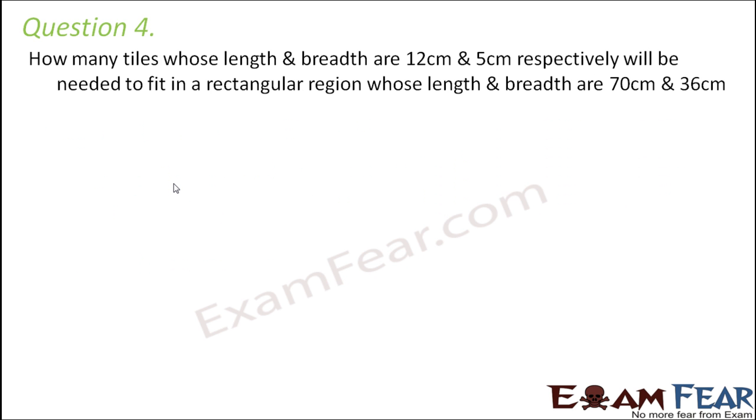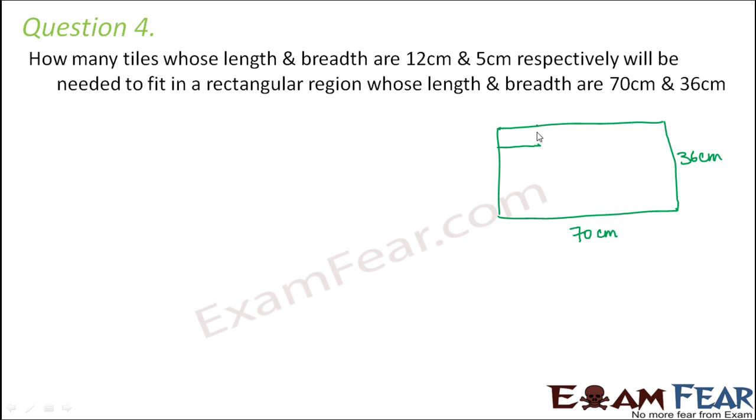Question number 4. How many tiles whose length and breadth are 12 centimeter and 5 centimeter respectively will be needed to fit in a rectangular region whose length and breadth are 70 centimeters and 36 centimeters? So you have a rectangular region like this, whose length is 70 centimeters and breadth is 36 centimeters. Now you have tiles of length 12 centimeters and 5 centimeters, that is, this is 12 and this is 5.